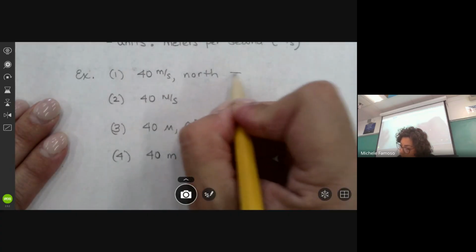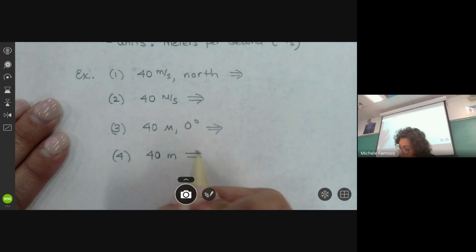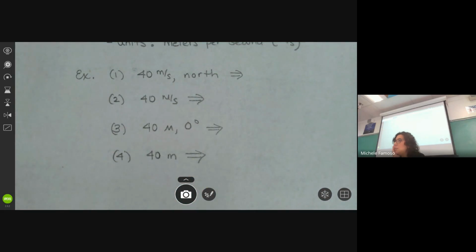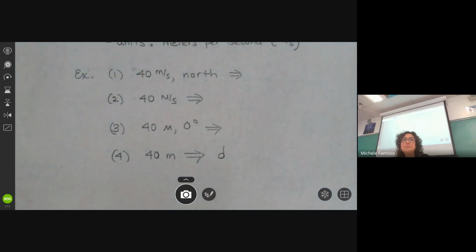Can you tell me what each of these is a measurement of? Can you tell me what any of them is a measurement of? You identify them. What are they measurements of? Any of them. Anybody think they know any of them? Any of the 4? Liam? 4 is direction. No. That's a distance. There you go. Letter D for distance. What are the other 3?